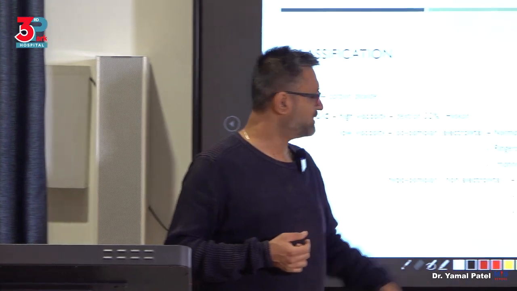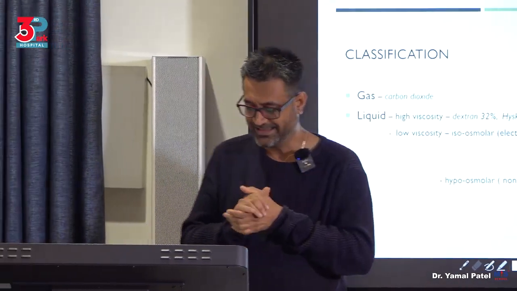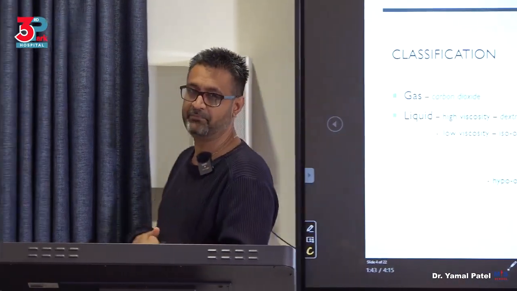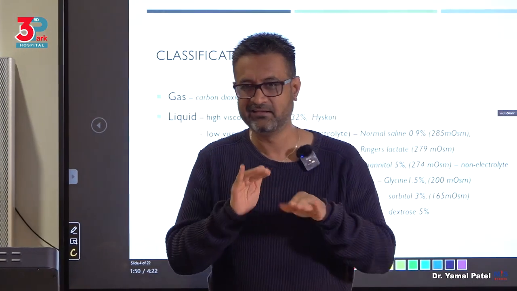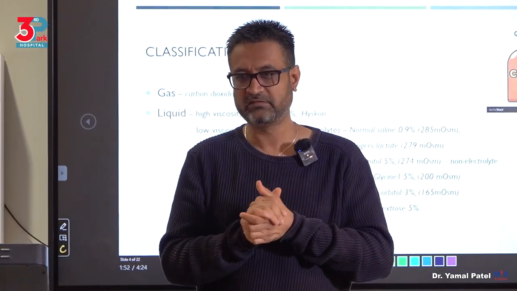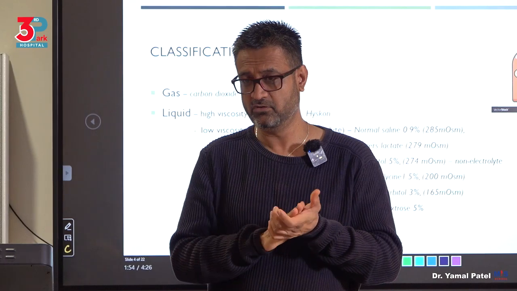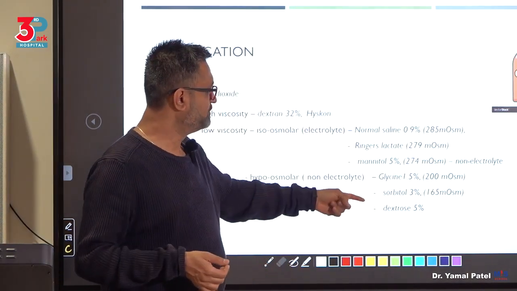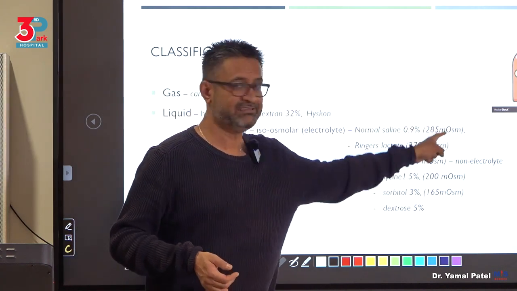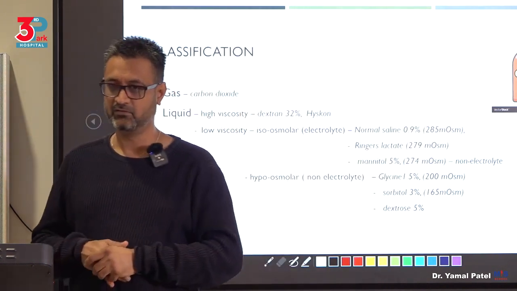The second one, we have low viscosity, which is thin fluid. And we can have isotonic or isosmolar solution and hypotonic or hypoosmolar solutions, okay? So iso is matching the 280 milliosmoles per liter solution, got it? So we have these that are iso. You can see their osmolarity is similar to plasma, got it?